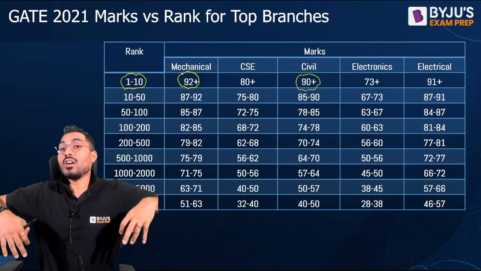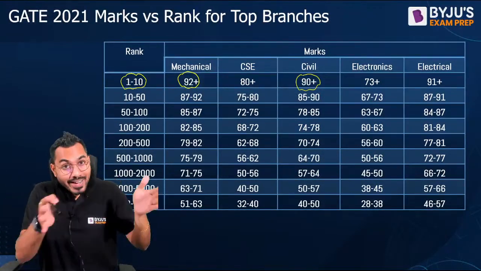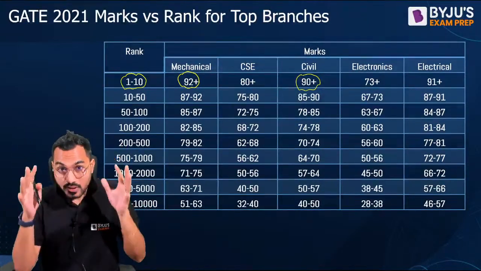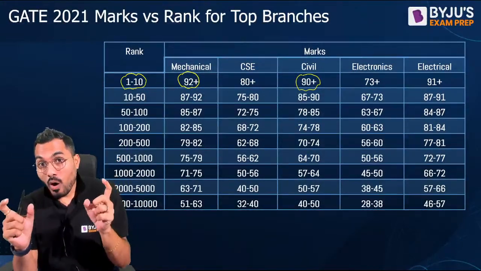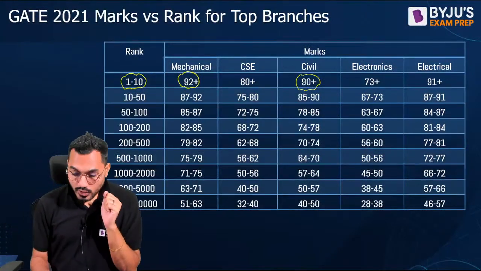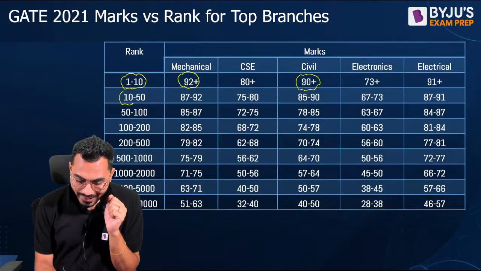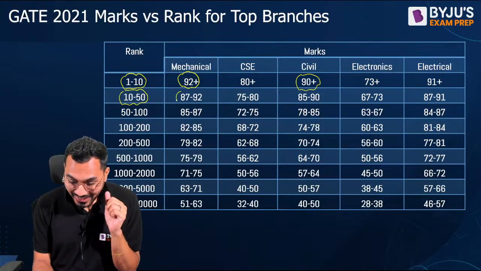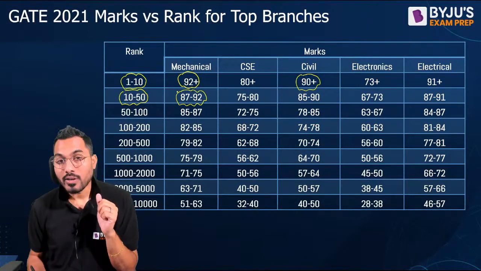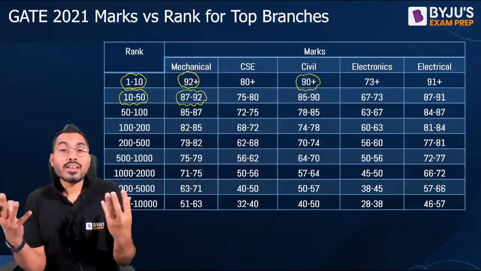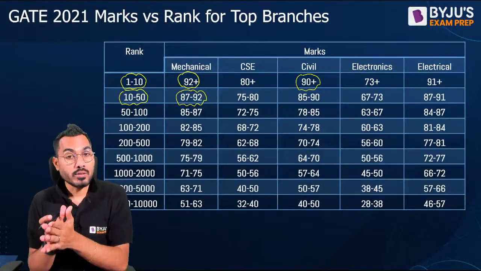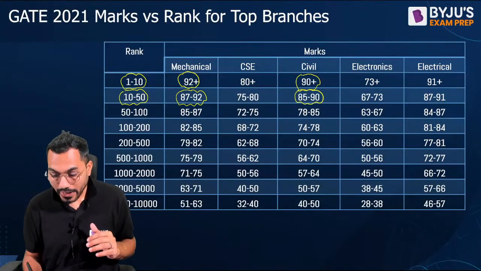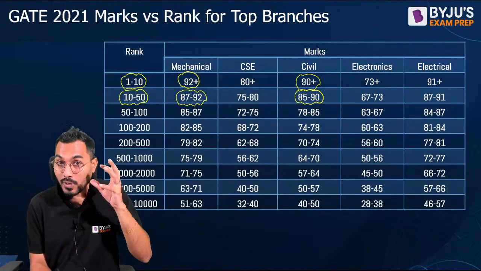So if you want a single digit rank, you should plan accordingly. You should not leave any subject behind. Every subject you should study, depending upon what you want. Suppose you want a rank of 10 to 50. If that is your aim, then for mechanical engineering the average mark should be 87 to 92. If you summarize, I'll say above 85 to 87. The same thing is applicable to civil engineering. If you score 85 to 90, then you'll get a rank below 50.